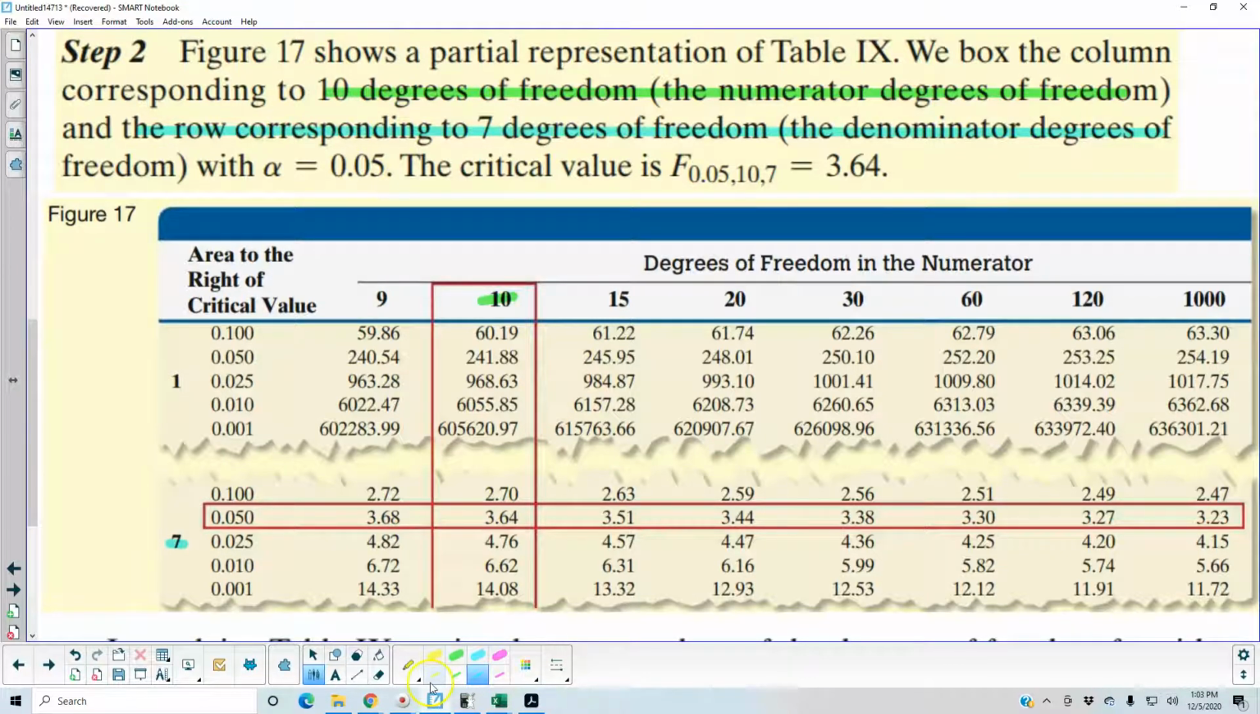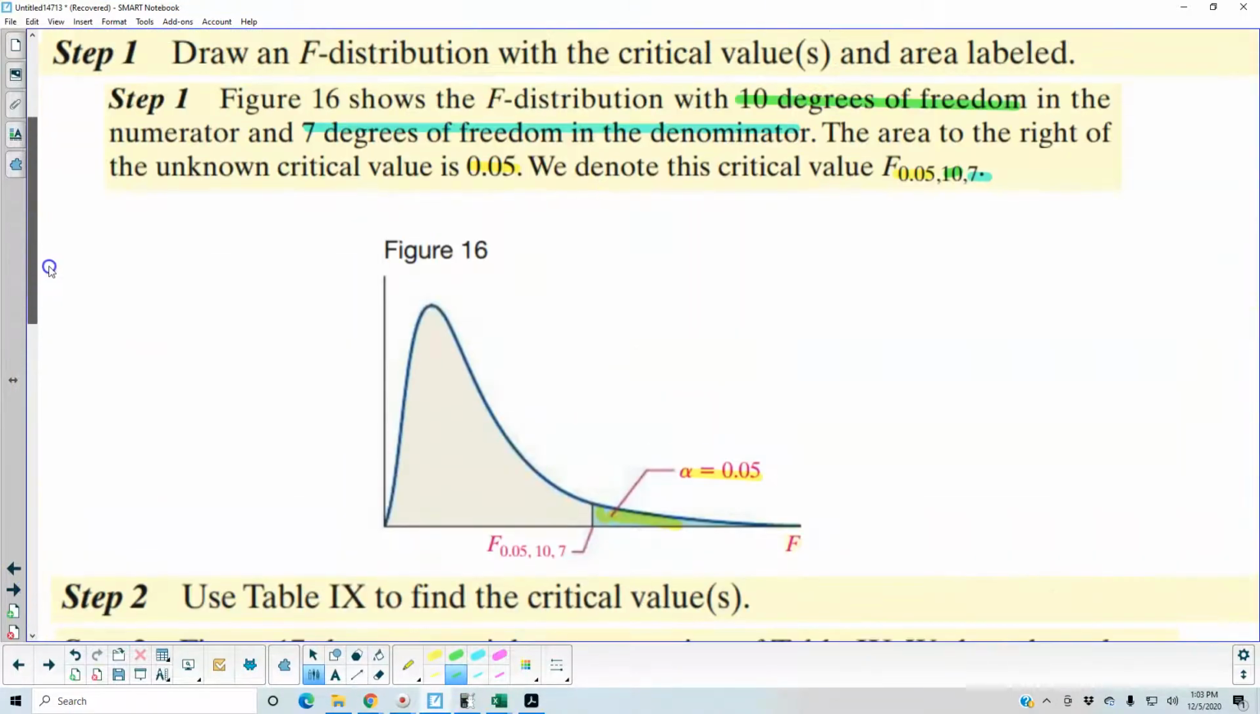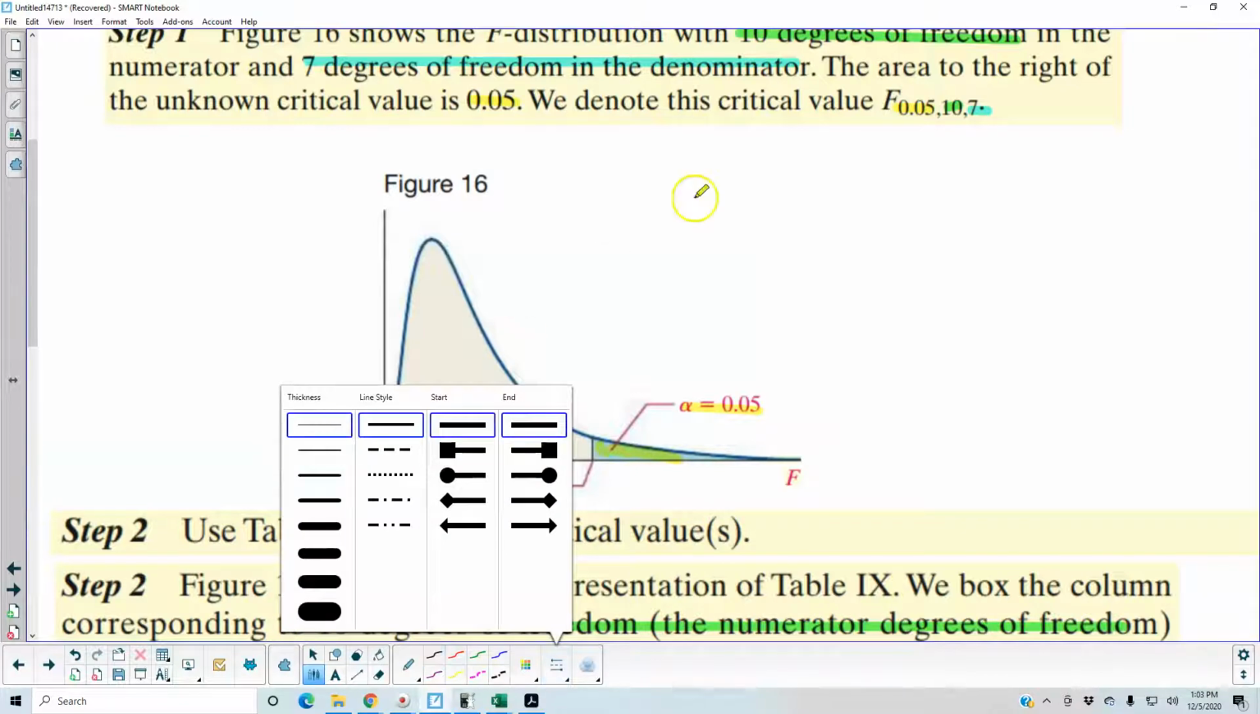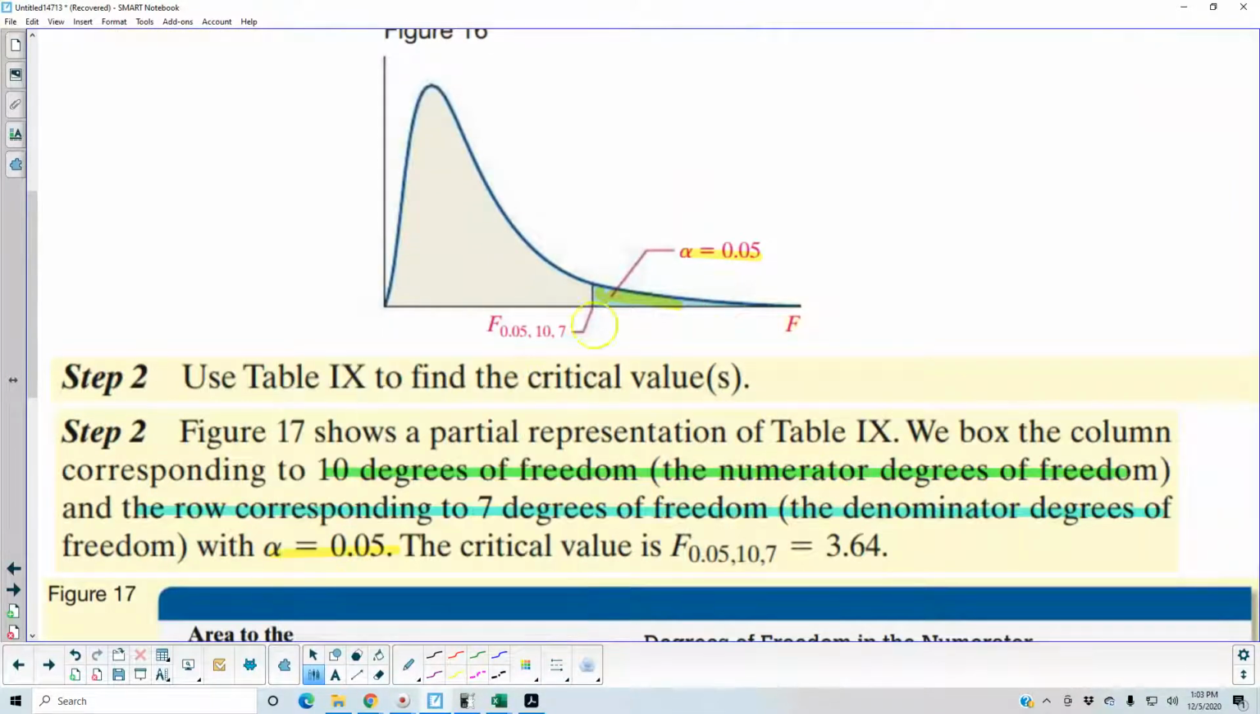And then we need to look at the area of alpha, which is 0.05. So here is 0.05. We can see that we have 10 and then 7, and therefore that's going to give us a critical value of 3.64. So in this particular problem, we would say that the critical value here is 3.64.